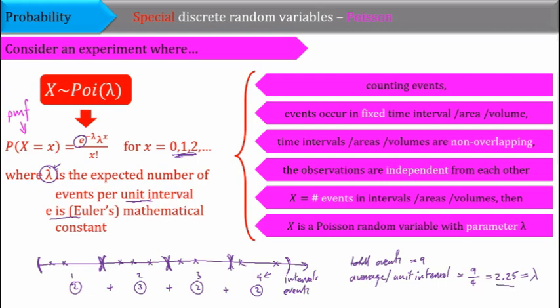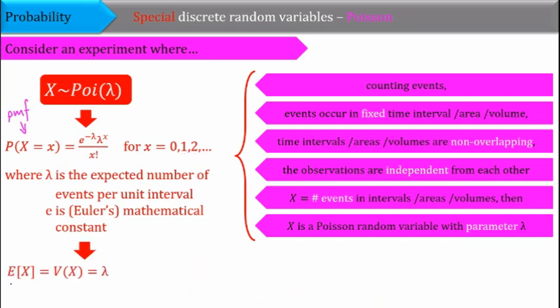Like in this case, the average is 2.25. We can't get 2.25 events. You can only get 2 or 3, but this is an average, so it is acceptable. And then lastly, for the Poisson, a very nice result actually. The average is actually equal to the variance, and of course they'll both be equal to lambda.